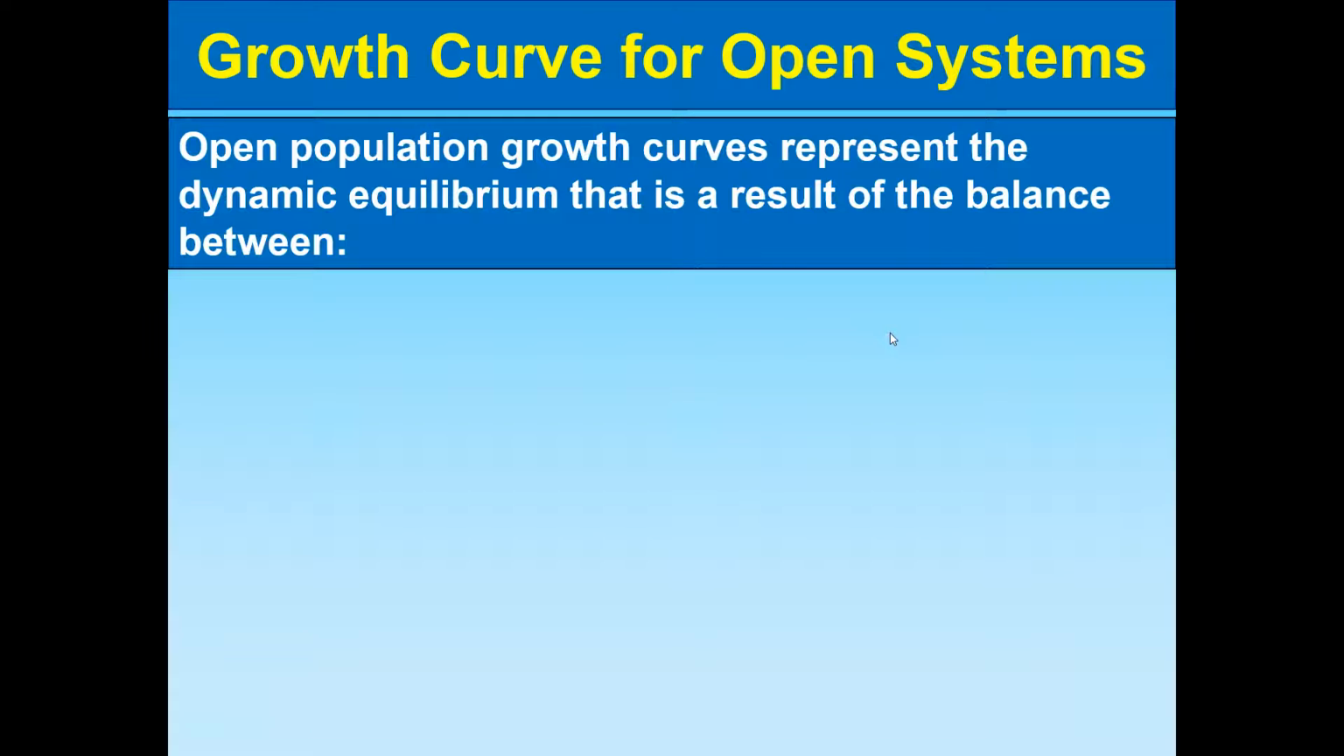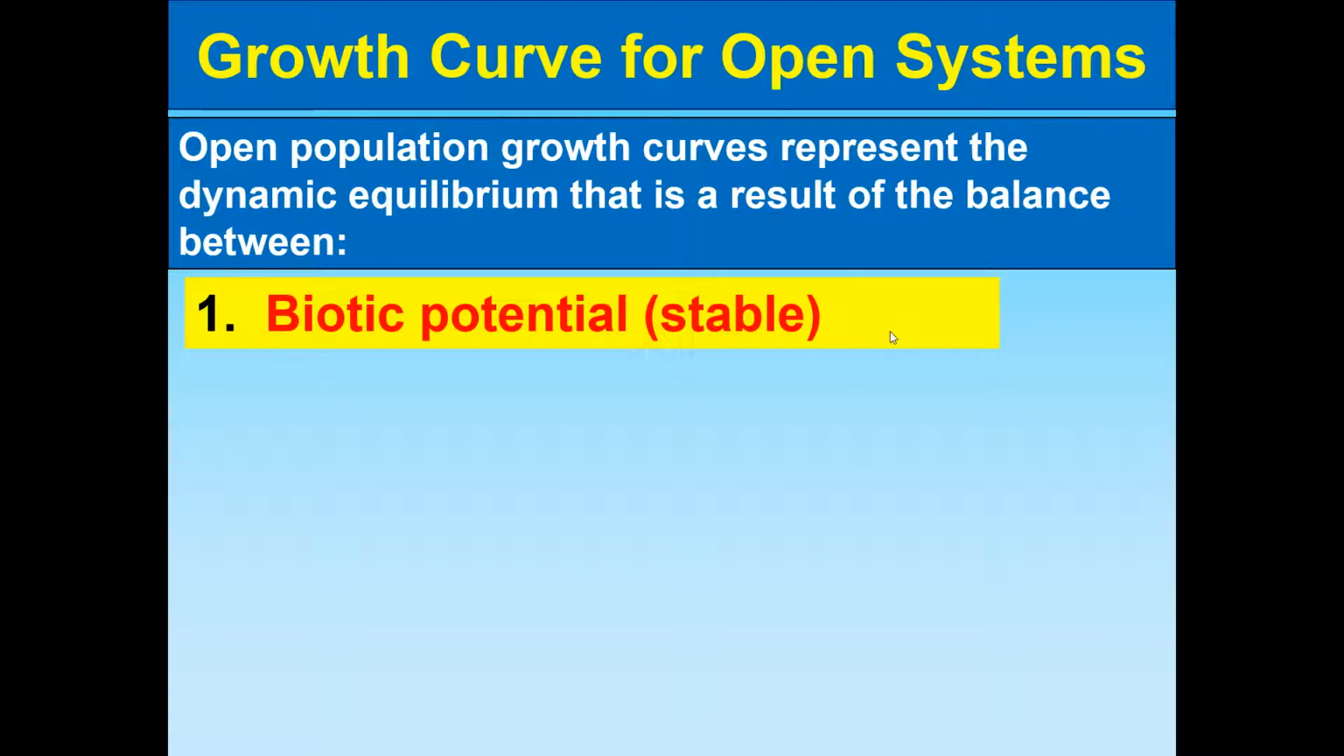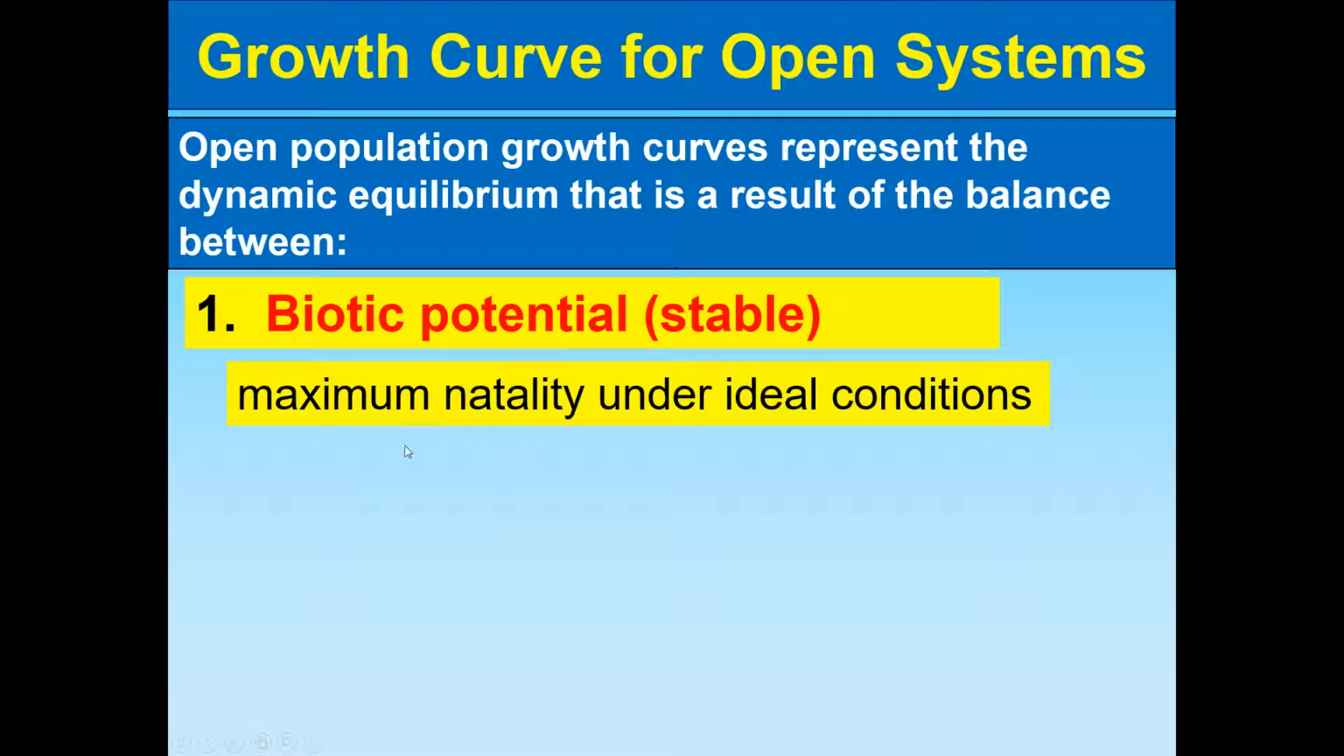Open population growth curves represent the dynamic equilibrium that is a result of the balance between biotic potential, which is stable. It's because it's the maximum natality under ideal conditions. That cannot change. For example, deer have 1 or 2 offspring maximum every year. They can't suddenly have 10 offspring just because they have more food that year. Their maximum natality is 2 every year under ideal conditions.